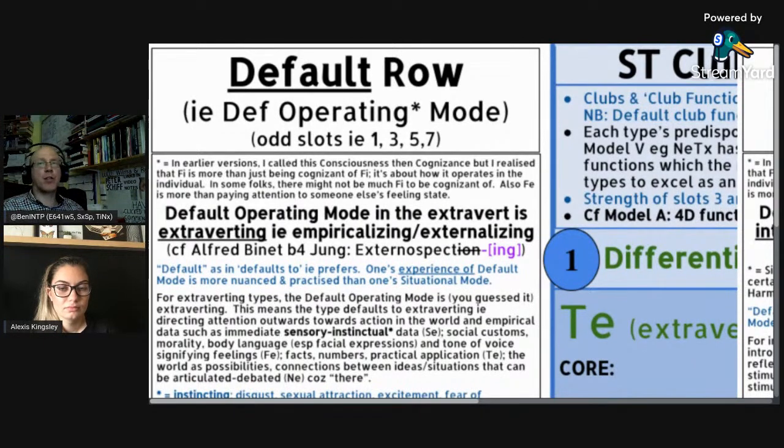In earlier versions, I called this consciousness, then cognizance. Then I realized that FI is more than just being cognizant of FI. It's about how it operates in the individual. In some thoughts, there might be much FI to be cognizant of. Also, FE is more about paying attention to someone else's feeling state. It's not just consciousness. It's like when you see it in the behaviors of the FJs. It's not just being aware of FE information.